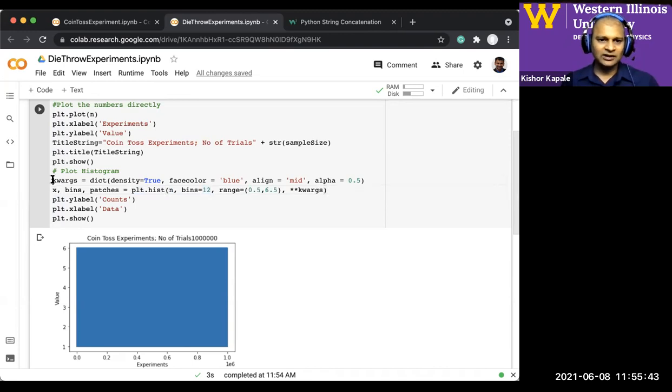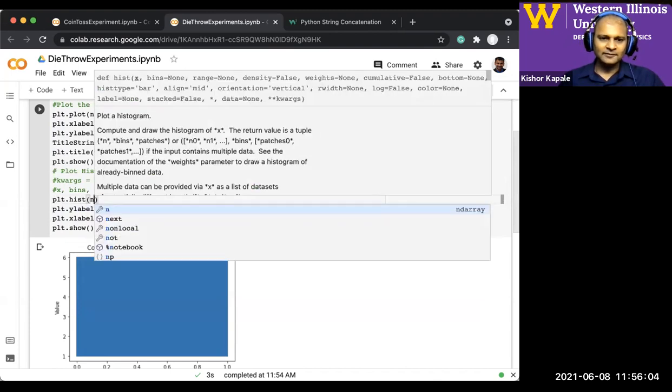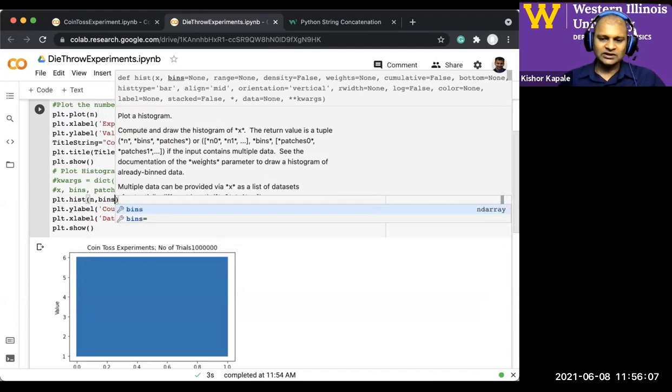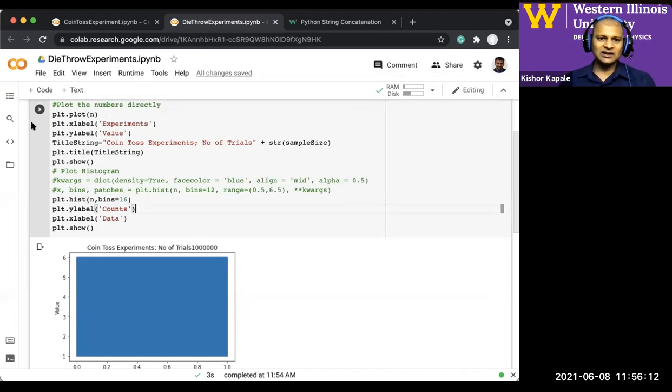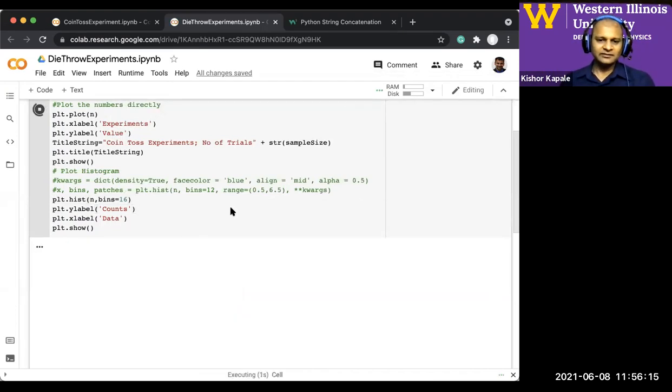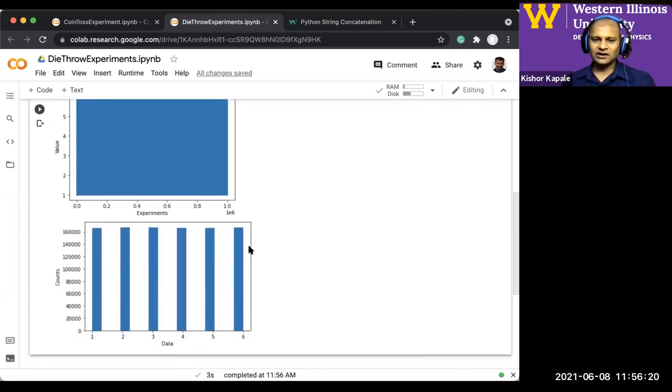So let's do a little trick here. I'm going to remove all of these things that I had, and I'm going to make it a simple x, comma bins. Actually, I don't even need to do that really. What we need to do is plot dot hist of n with bins equal to 16. So that's the simplest function, no complicated arguments. Let's see what it gives us. Okay, so it does that for you, and it just gives you the counts.